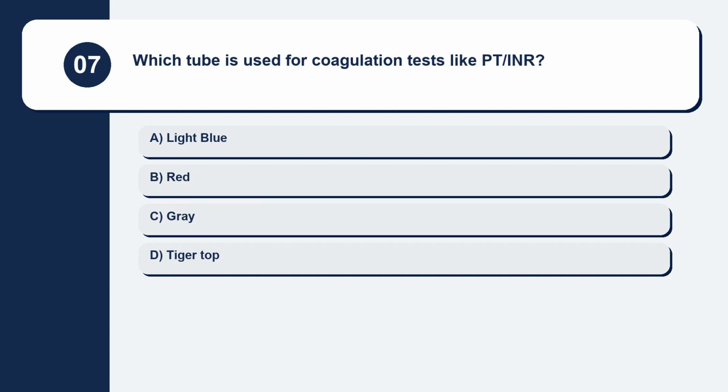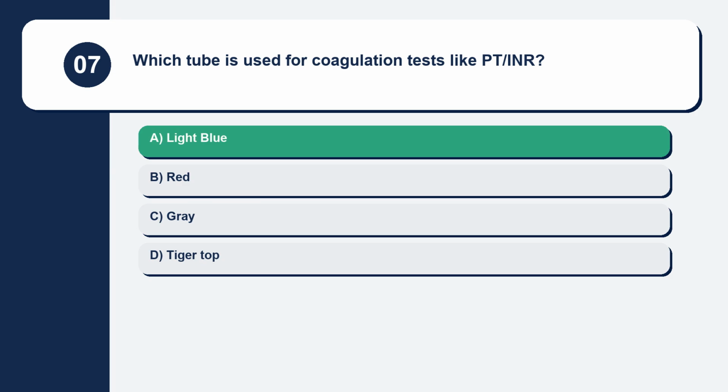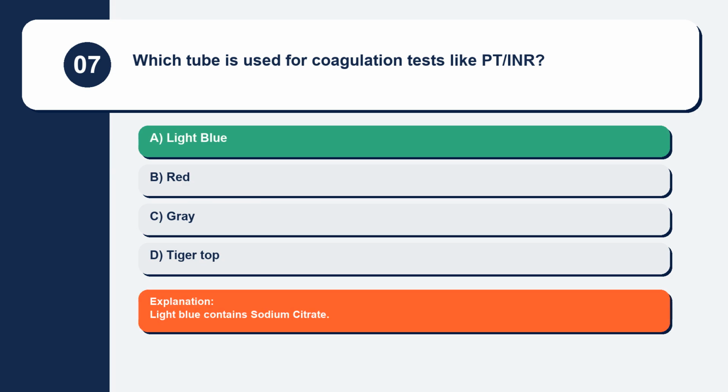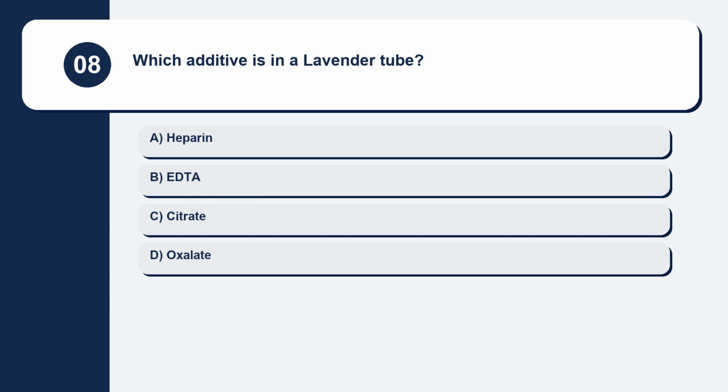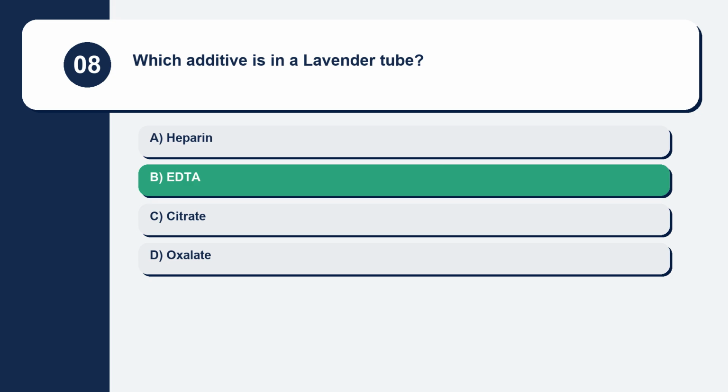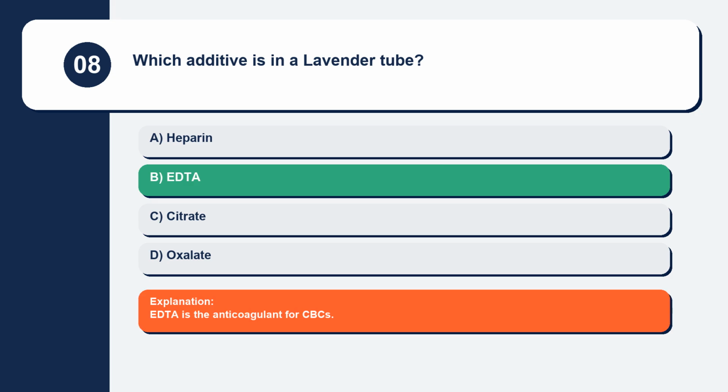Question 7. Which tube is used for coagulation tests like PT/INR? Light blue, red, gray, or tiger top? Light blue contains sodium citrate. Question 8. Which additive is in a lavender tube? Heparin, EDTA, citrate, or oxalate? EDTA is the anticoagulant for CBCs.